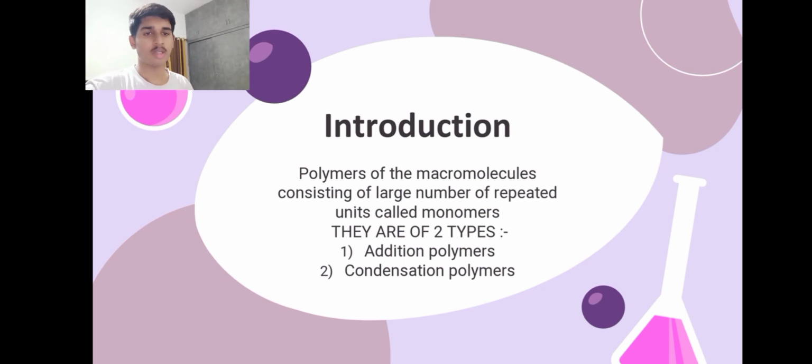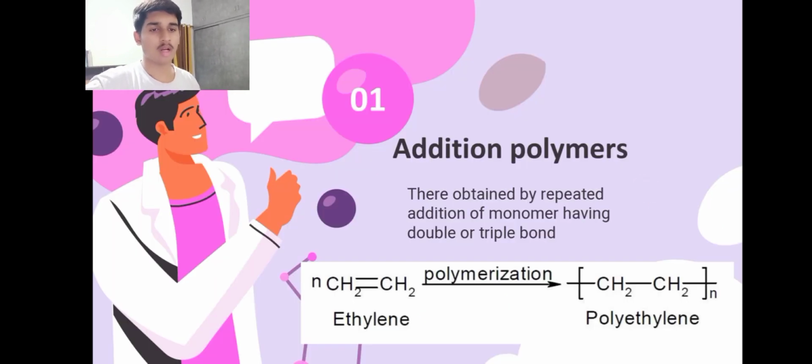So polymers are basically macromolecules consisting of a large number of repeated units called monomers. These monomers are small structures that are added in a chain pattern to form polymers. And polymers are basically of two types: addition polymers and condensation polymers. Addition polymers are polymers which are formed by repetitive addition of monomers having double or triple bond. An example of this type of polymer is ethylene polymerized into polyethylene. In addition polymerization, no byproduct is formed.